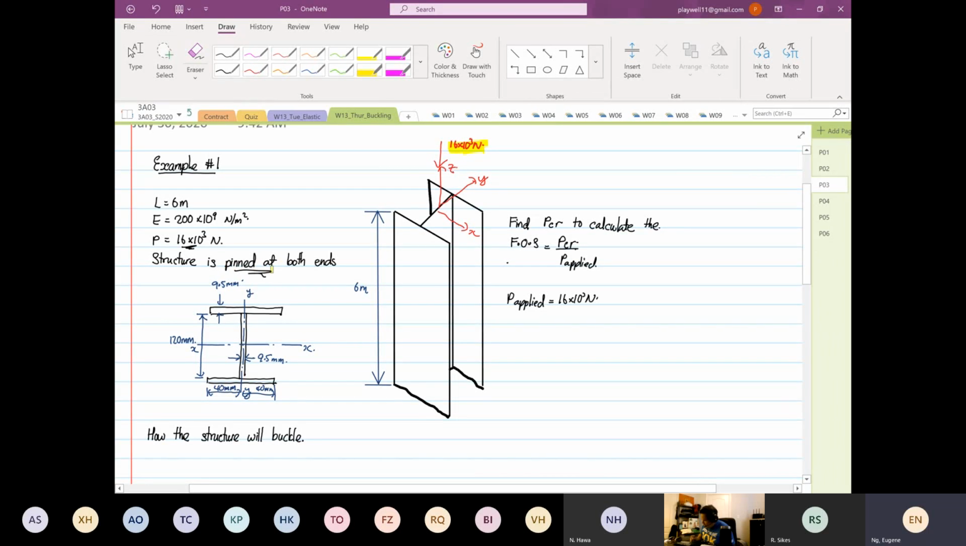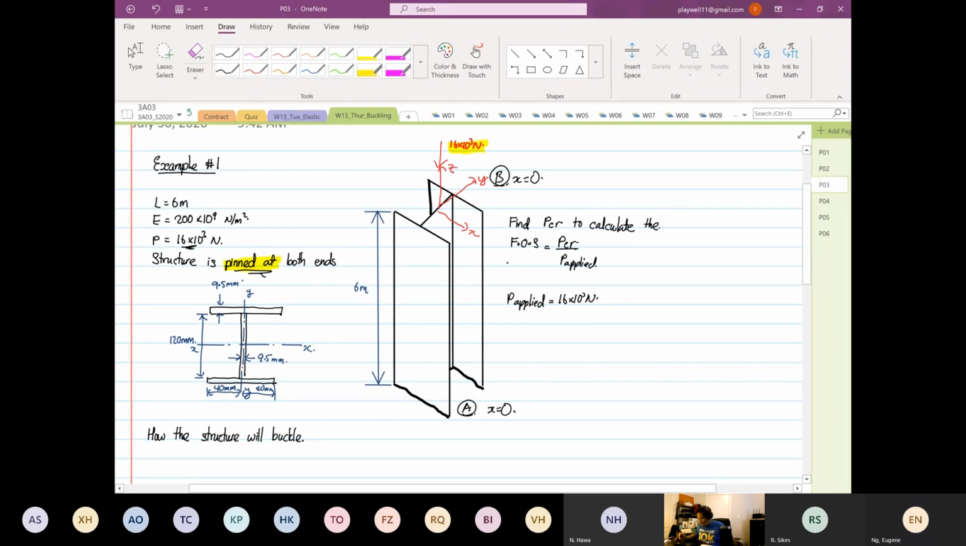Pinned at both ends. Okay, so both ends are pinned. So what do we mean by pin? For this case, if we look at the axis, I'm going to call this part A, the bottom part A, the top part B. When it's pinned, the x motion is equal to 0.